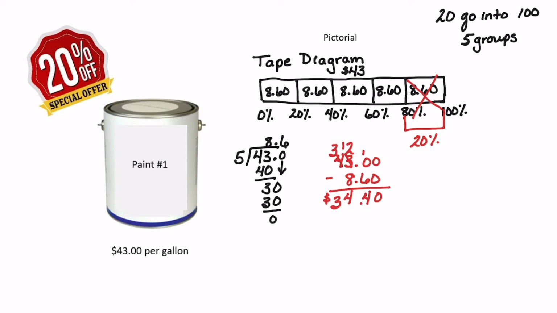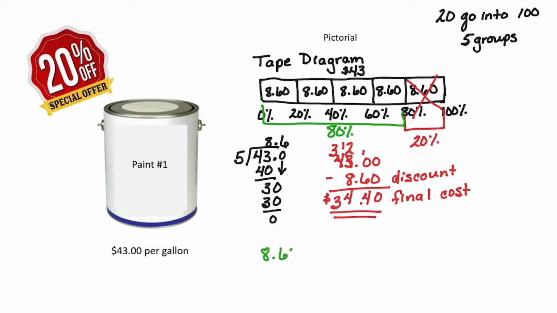So that means that our final price, this is our discount, this is our final price or cost. If you didn't want to subtract, you have $8.60 times 4 remaining sections. If you multiply that together, that would give you $34.40 as your final cost. That's the same thing as we just got previously by subtracting.